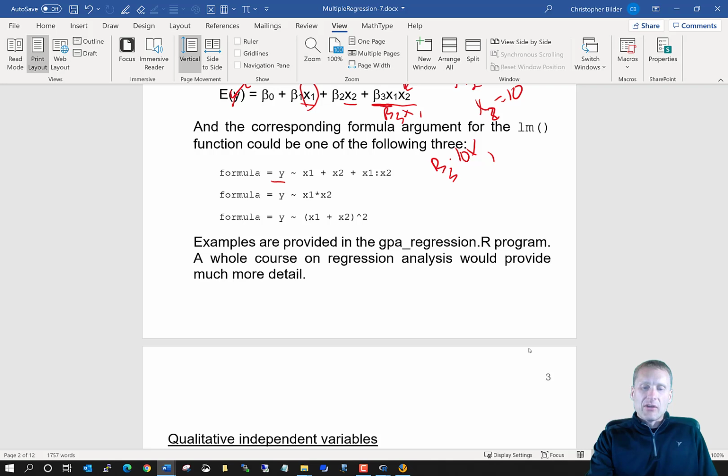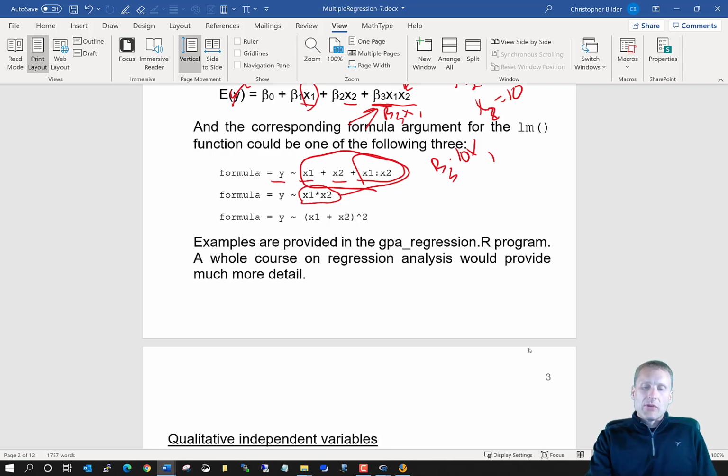Formula equal y tilde, x1 plus x2 is like what we've seen before, plus x1 colon x2. That does the x1 times x2 part. And again, you might be thinking to yourself, well, why don't we just put x1 asterisk x2? Well, you could do that. The way that R interprets that, though, is essentially you want x1 in your model, you want x2 in your model, and you want this third part there for x1 times x2. So both can be used, but you have to understand the syntax in terms of what it's representing.